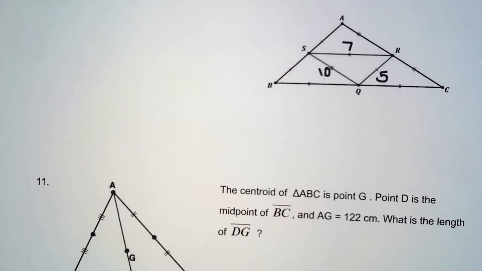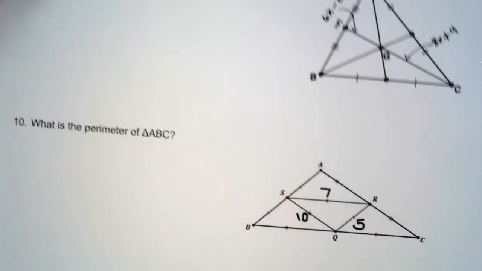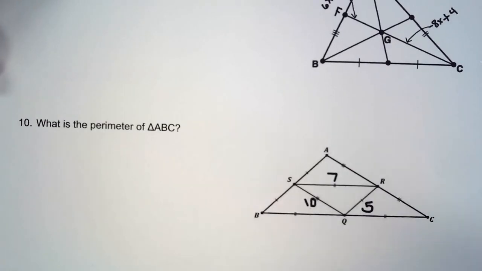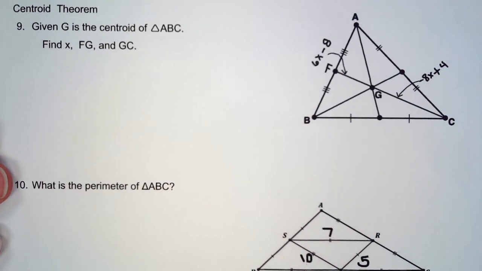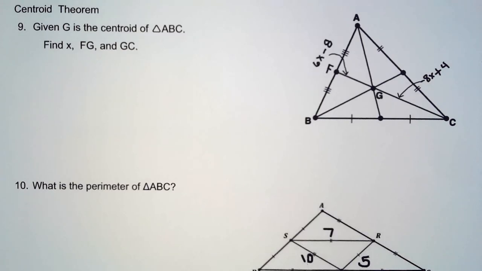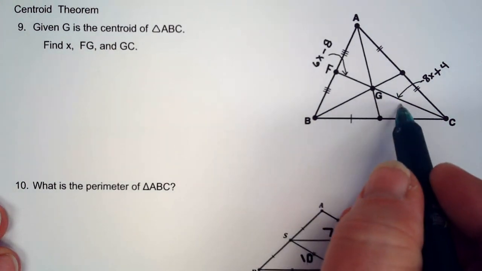Okay, and we're to the last page. So we've got a centroid. If we're looking at a centroid, what is the relationship between those segments? Look at the centroid theorem if you don't know. Pause the video. See if you can do it on your own. Well, if you did not remember, I hope you looked it up. These are in a 1:2 ratio.